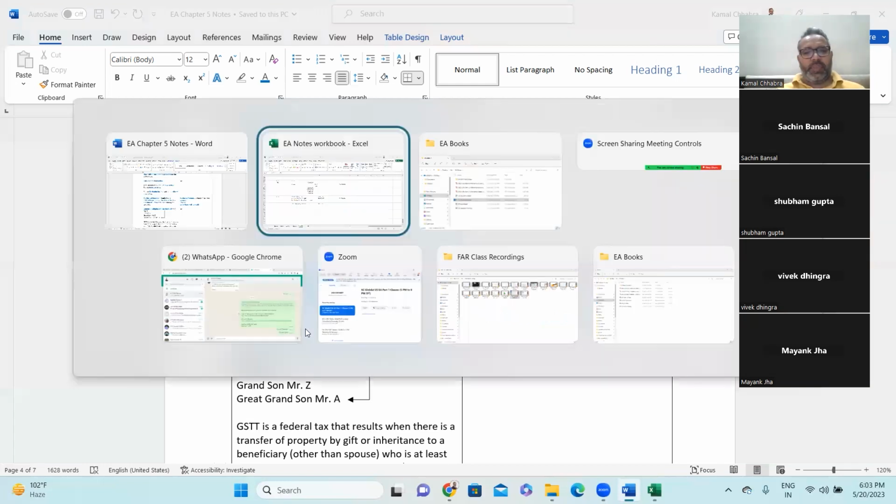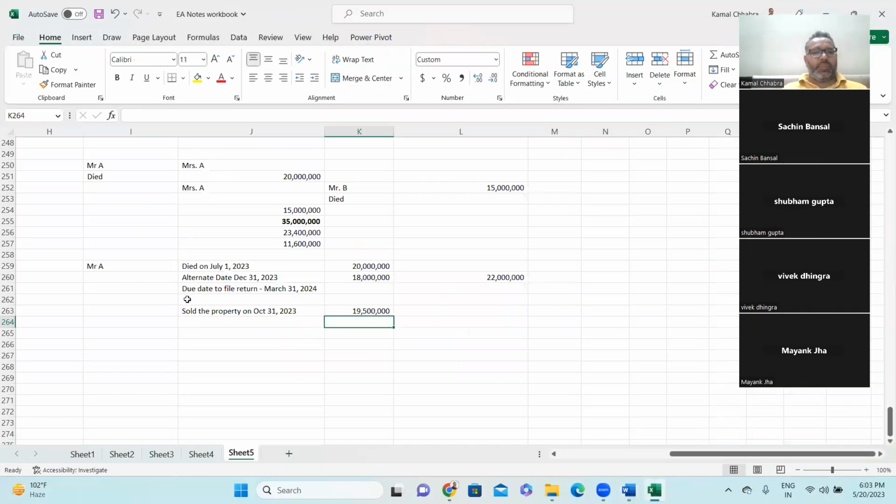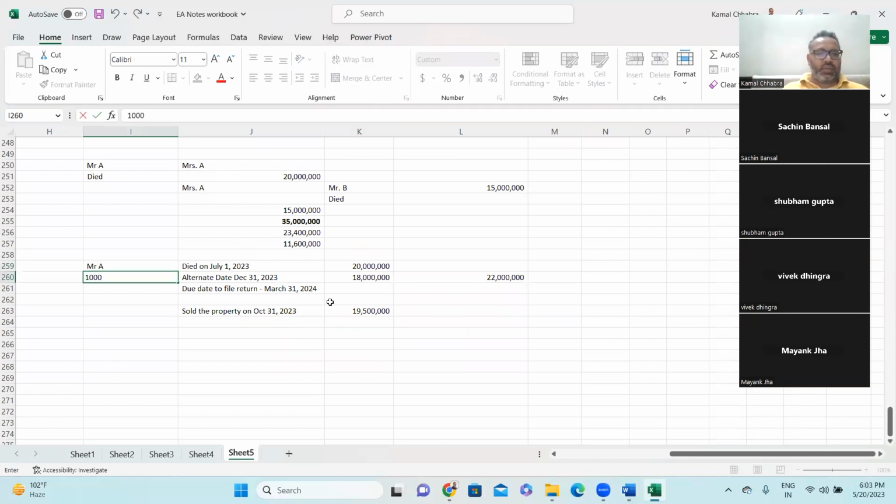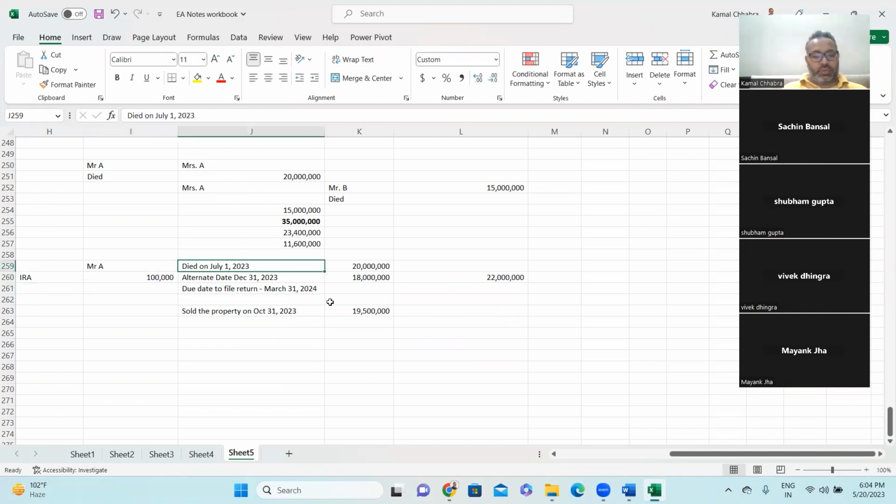So maybe let me draw an example. For example, Mr. A was having, let's say, $100,000. So let's say he is investing $10,000 each year into the IRA. So now he has an IRA of $100,000, right? And now he died. He died on when?